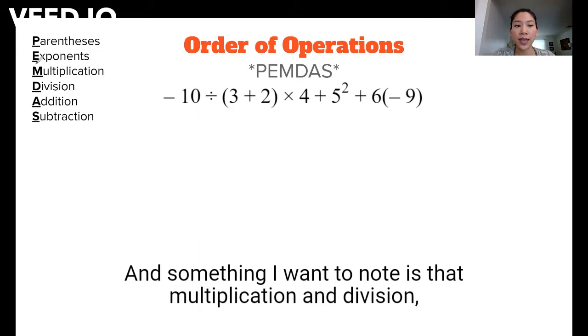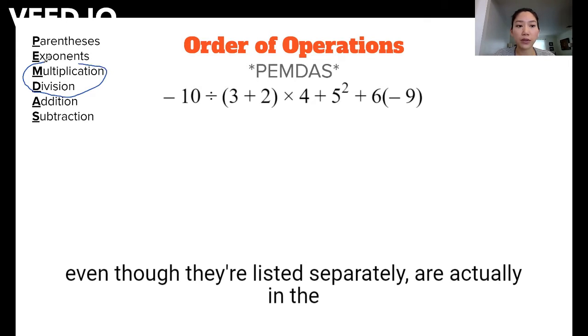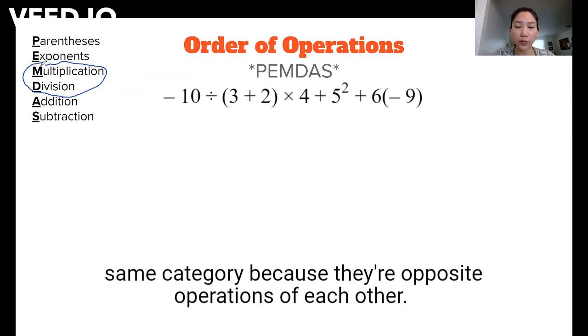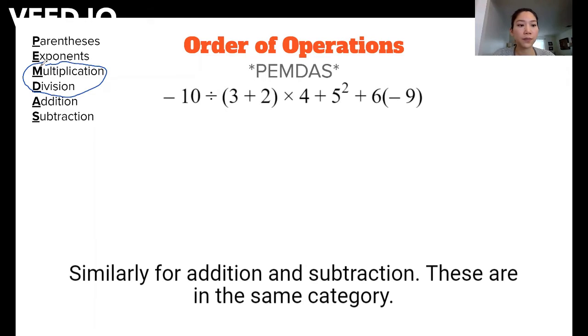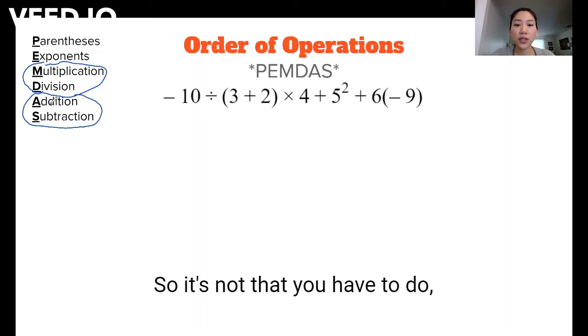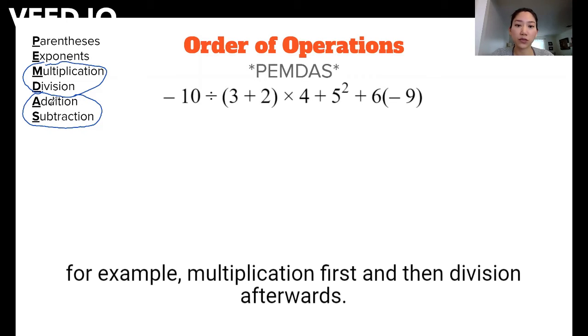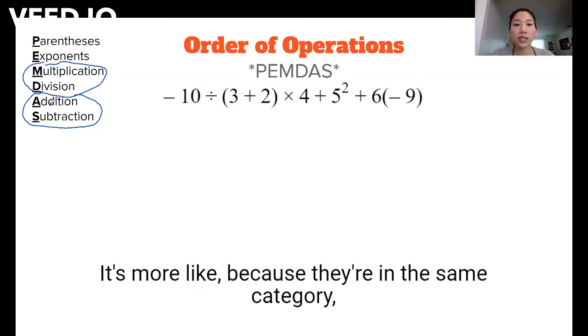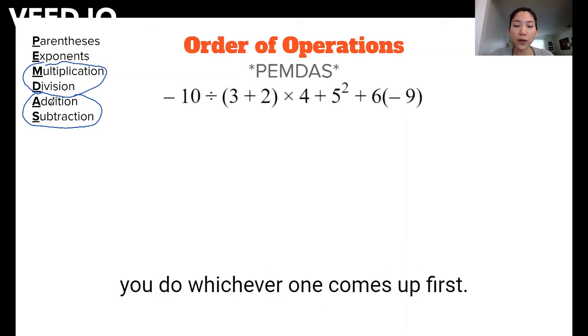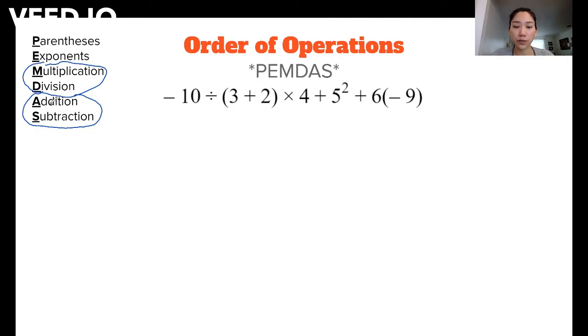for subtraction. And something I want to note is that multiplication and division, even though they're listed separately, are actually in the same category because they're opposite operations of each other. Similarly for addition and subtraction, these are in the same category. So it's not that you have to do, for example, multiplication first and then division afterwards. It's more like because they're in the same category, you do whichever one comes up first.